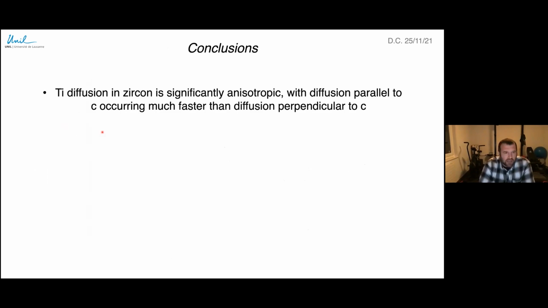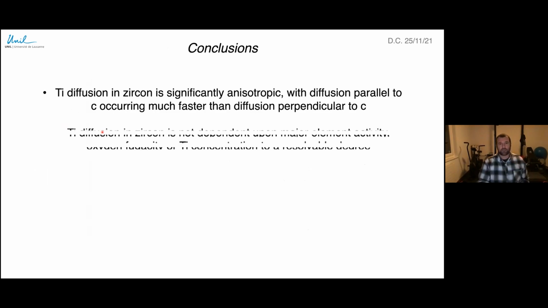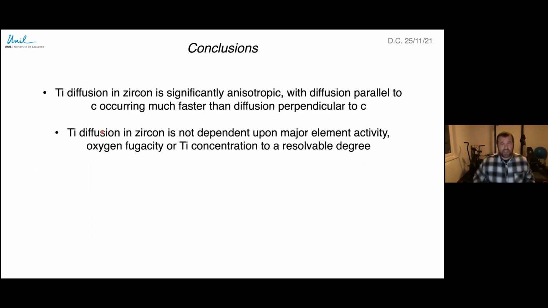The main finding of this study is that titanium diffusion in zircon is quite anisotropic, and that diffusion parallel to the C-axis happens much faster than diffusion perpendicular to the C-axis. We don't find any dependence of titanium diffusion in zircon upon major element activity, titanium concentration, or oxygen fugacity.